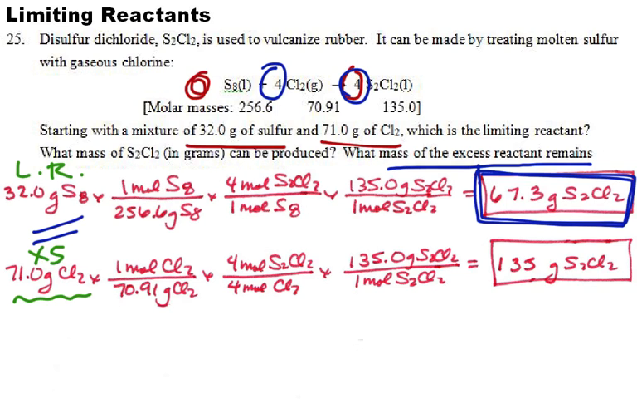And what we're going to say is, we're going to set up our given. Our given is our limiting reactant. And the desired is how many grams of chlorine. We're going to say, if we're going to use up all of our sulfur, how much chlorine do we get?